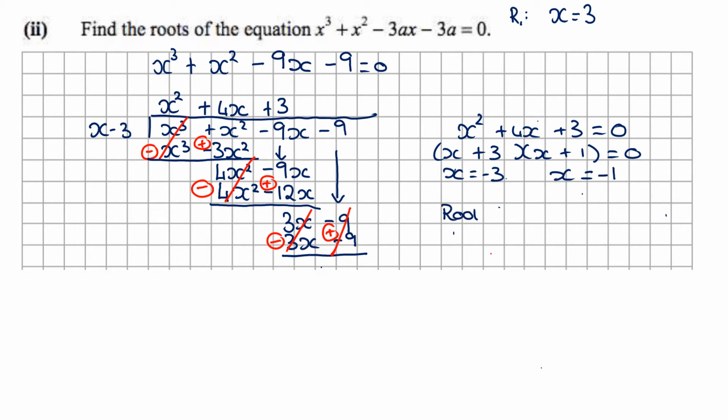So the roots, we have 3, so we have root 1, which was x equals 3. That was the one we were given in the form of a factor. We have x equals minus 3, and we have x equals minus 1.